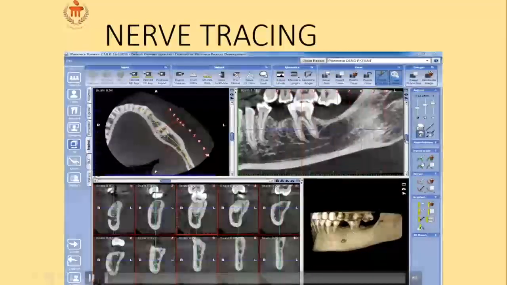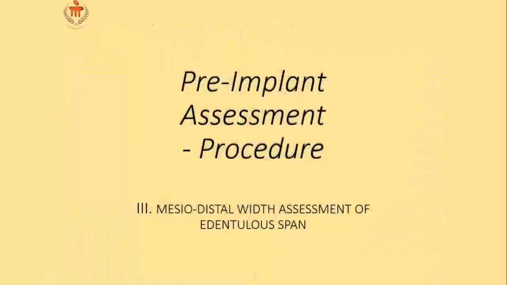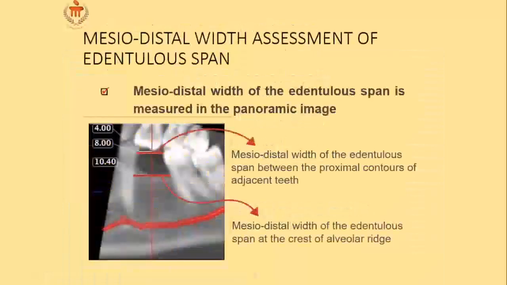The next step after that is checking the mesiodistal width, like I told you, between the teeth available. You'll say, okay, from this premolar to the molar, this is the space available. You look at the height of the tooth there, because ultimately a crown needs to go, and you're also looking at the mesiodistal width of that edentulous span. So that also needs to be assessed.